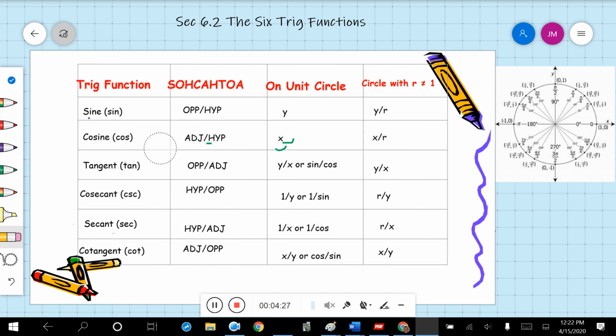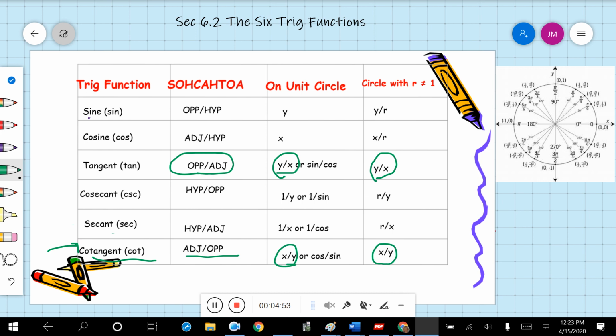And lastly is the cotangent. Cotangent is abbreviated COT. It's adjacent over opposite, which is the reciprocal of the tangent. So it's y over x for tangent, and x over y for cotangent. Again, the radius cancels out on these two.